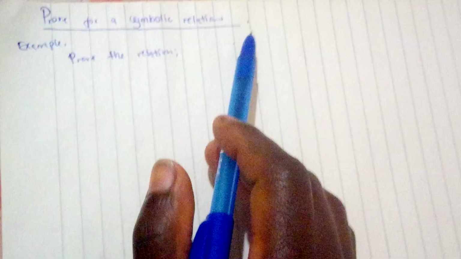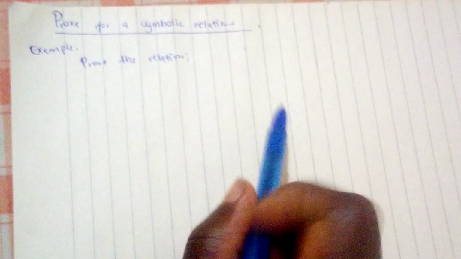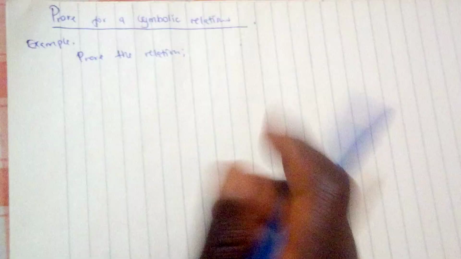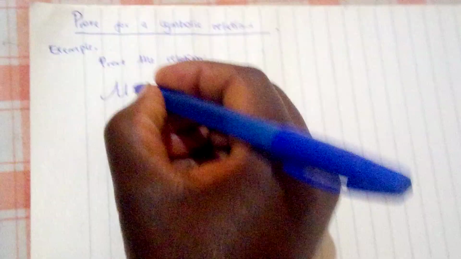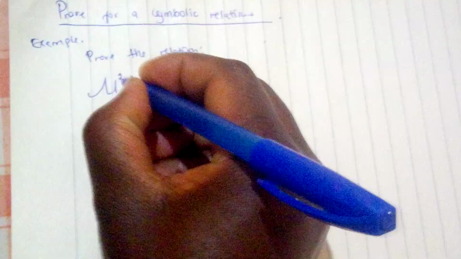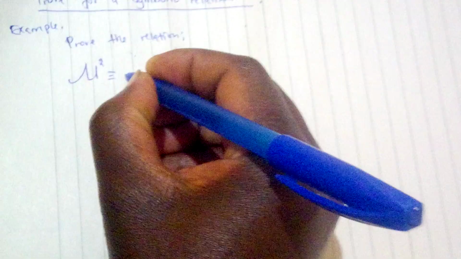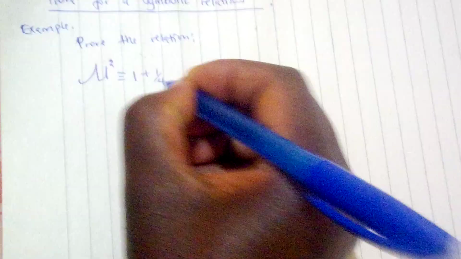So let's continue to our next lesson about symbolic relations and separation of symbols. We are going to have an example that is asking us to prove a symbolic relation. Prove the relation: we have mu, the averaging operator, mu squared is equal to 1 plus 1 over 4.